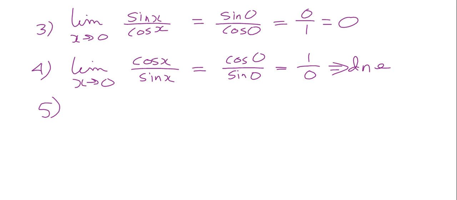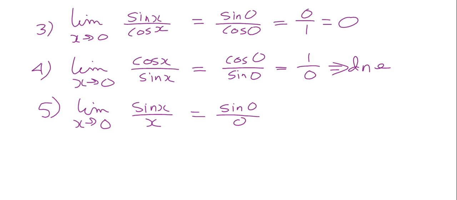5. The limit as x approaches 0 of sine x over x. Looks innocuous, but it's going to rule the rest of your life for this. So, what's that going to be? Well, it's going to be sine 0 over 0. What's the sine of 0? So it's 0 over 0. What happens when you have a limit that's 0 over 0?